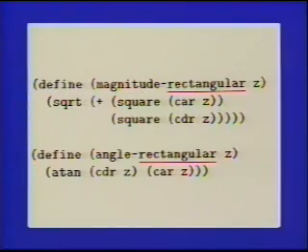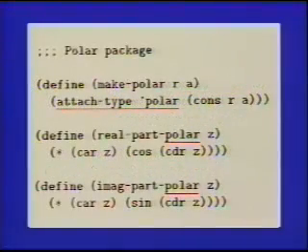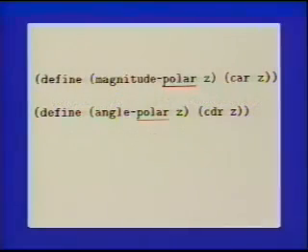And Martha has to do basically the same thing. Martha, previously, when she made a complex number out of a magnitude and angle, she just consed them. Now she attaches the type polar, and she changes the name so her real part procedure won't conflict in name with George's. Right, so real part polar, imaginary part polar, magnitude polar, and angle polar.